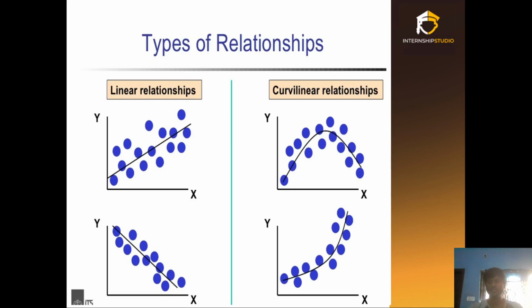Proceeding further, you have curvilinear relationships as well. You can see the relationship between x and y is not linear; it has a bit of a curve. So these kinds of relationships may also exist. It is not the case that you always have only linear relationships. This is also some sort of linear relationship, but with some curvature, and that's the reason it's called a curvilinear relationship.